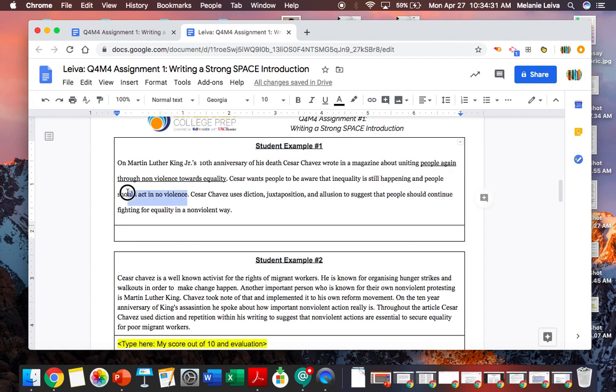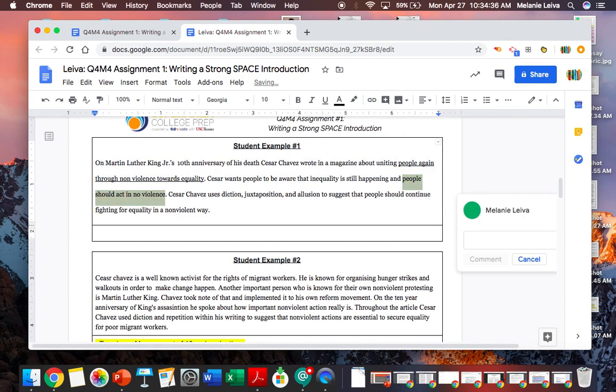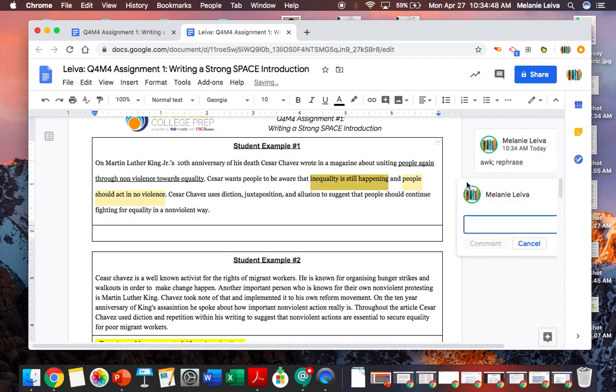Cesar wants people to be aware that inequality is still happening and people should act in no violence. This one is awkward, so I would rephrase. I'm just going to jot that here as awkward, rephrase. Inequality is still happening. So when you say something like Cesar Chavez wants people to be aware that inequality is still happening, you need to add a little bit more to that. What inequality is still happening and how does he communicate that? You want to be more specific in that piece. So what inequality? Be more specific.